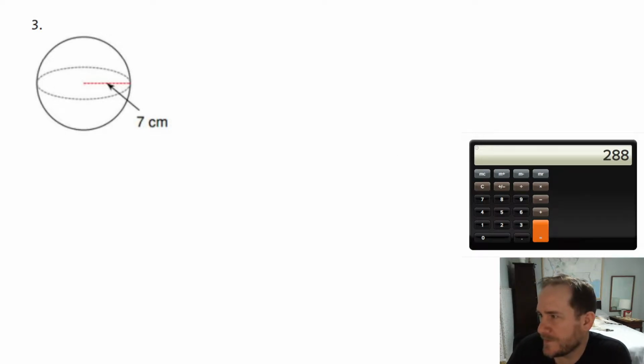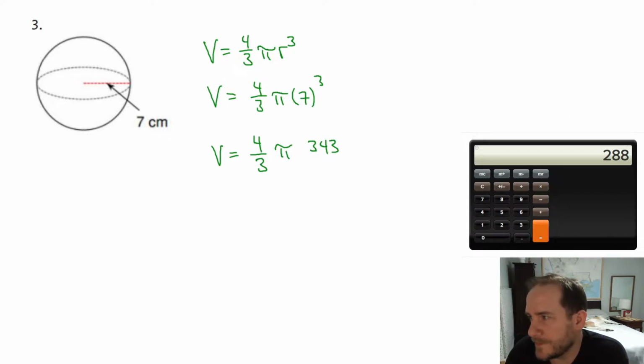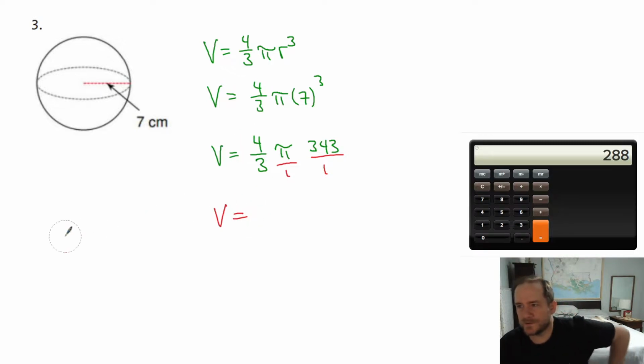I hope you're thinking the same thing. So now we got a sphere with a radius of 7. So we write the formula, 4/3 pi r cubed. Then you substitute 4/3 pi times 7 cubed. So here's what I know. I know that 7 cubed is 343. I also know that I'm going to put this pi over 1, this 343 over 1, and I'm going to multiply everything on top. So I'm going to do 343 times 4.